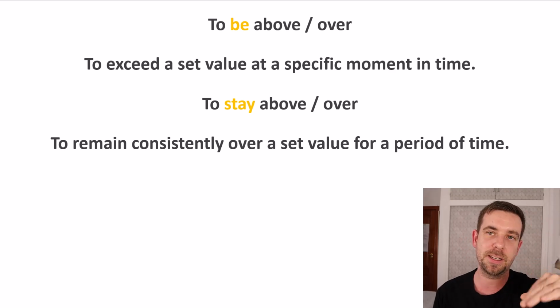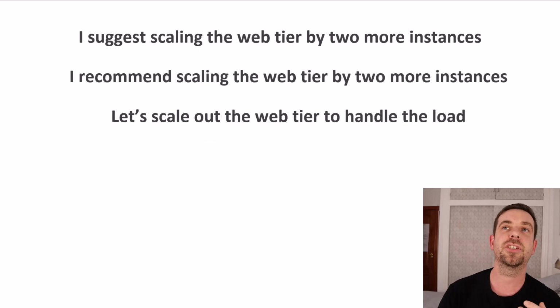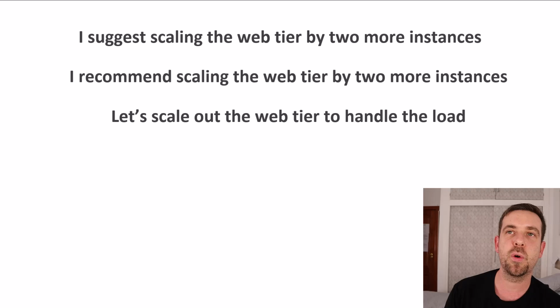To be over means in this moment it is over. To stay over means it is continuing. For 10 minutes, for 2 hours, for the past or for the last 10 minutes. I suggest scaling the web tier by 2 more instances.